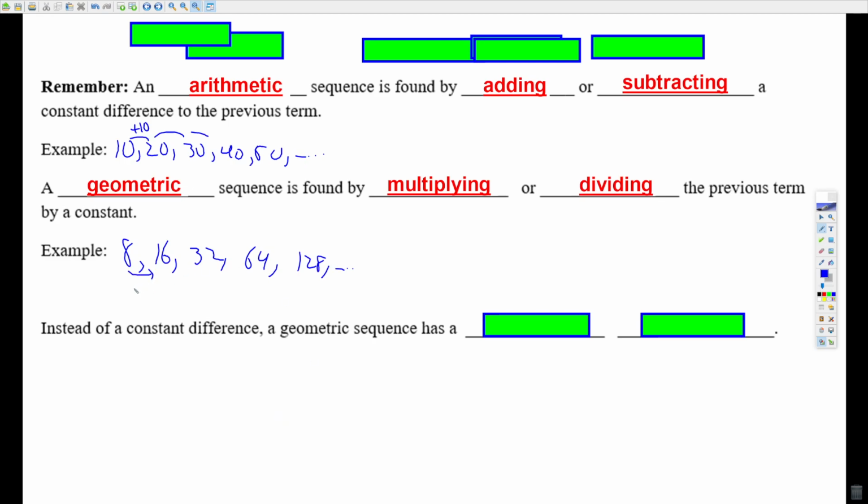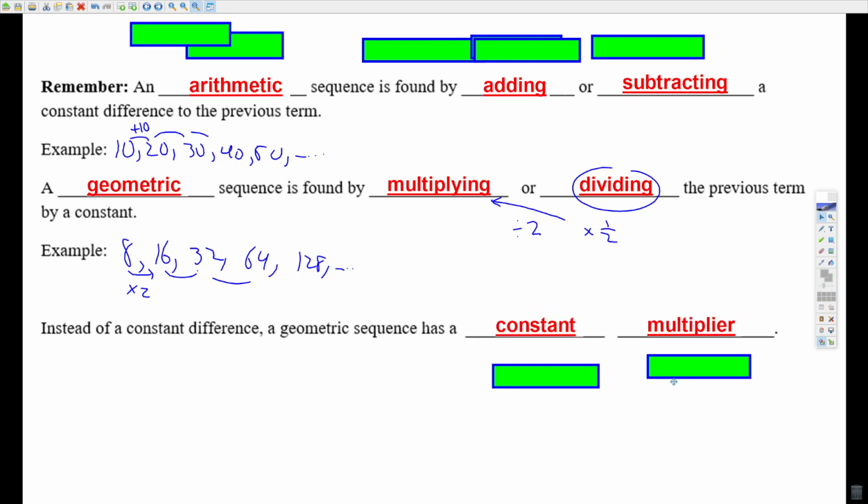So this would be a rule if you're multiplying by a number or if you're dividing by a number. But remember, dividing is the same thing as multiplying if you just consider it a fraction. So when you're, for instance, dividing by 2, that's the same thing as multiplying by 1/2. So really, you could just say the word multiplying here. It's the same thing as multiplying by fractions. However, with geometric sequences, instead of a constant difference, a geometric sequence has a different term. They call it a constant multiplier because you're multiplying one term to the next rather than calling it a constant difference.